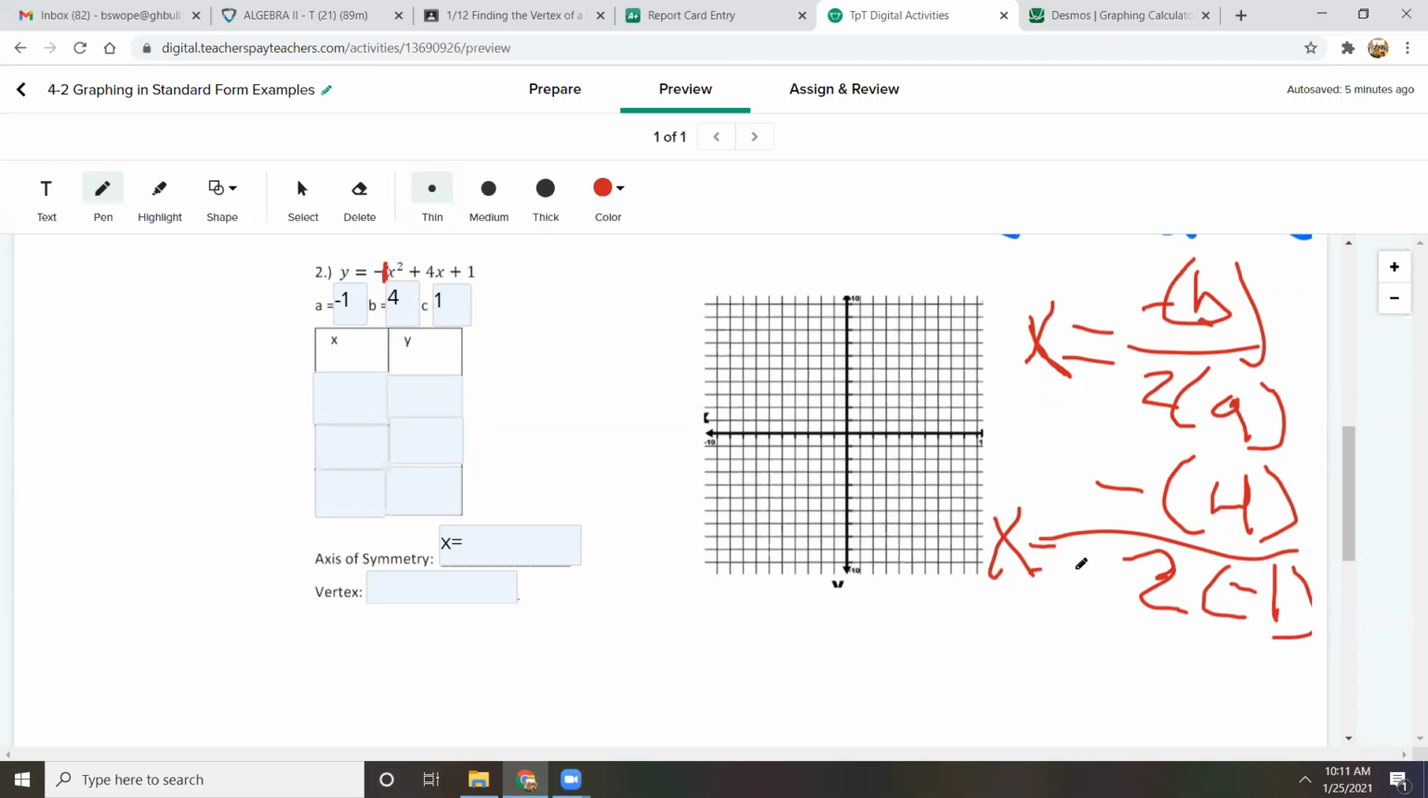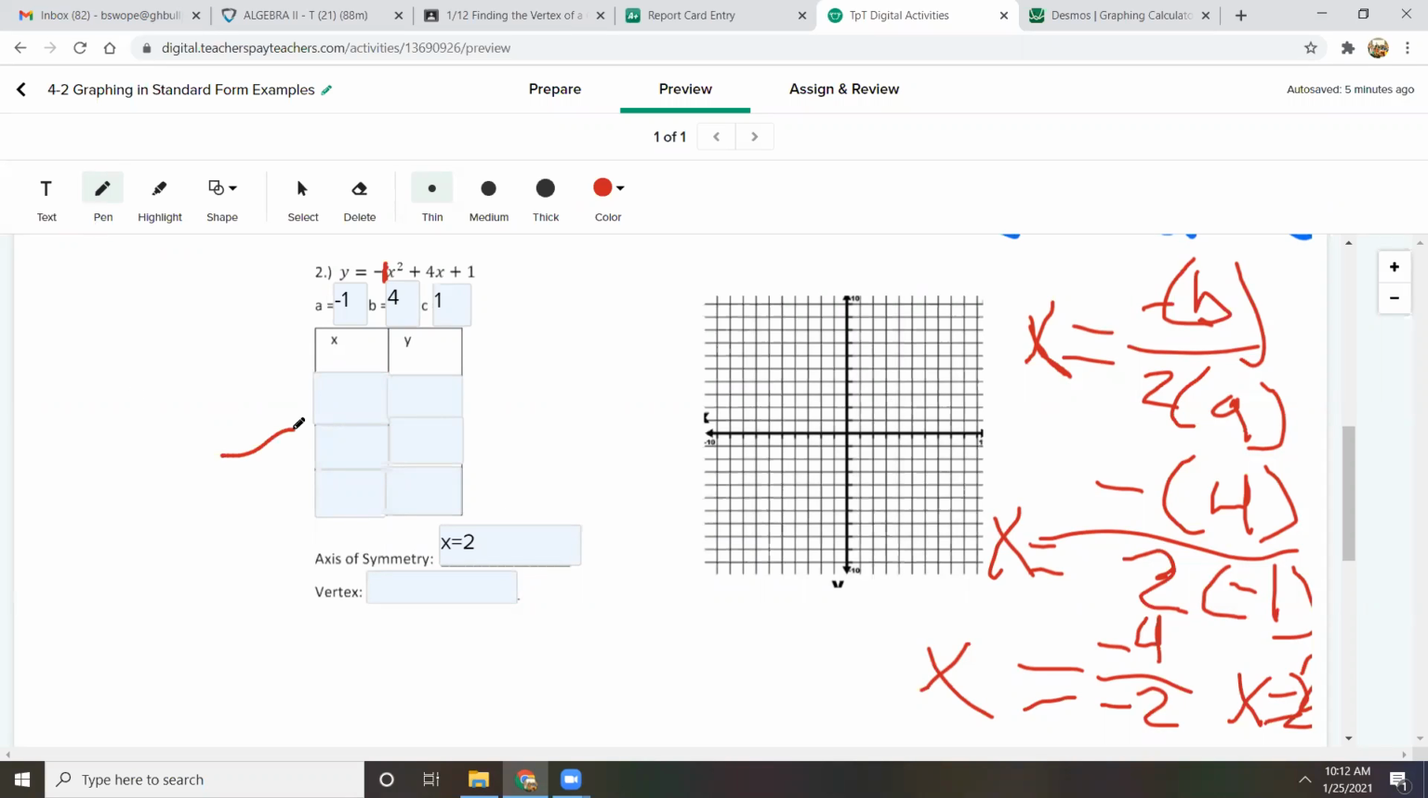So we just want to clean this up. The top, remember, just switches your sign. So that +4 would turn into a -4. And then the bottom, 2 times -1 would be -2. So you would get +2. Sorry, I kind of got cut off. All right, so the axis of symmetry is 2.